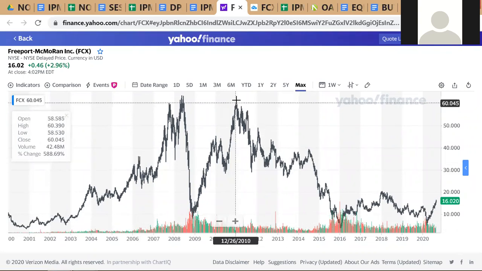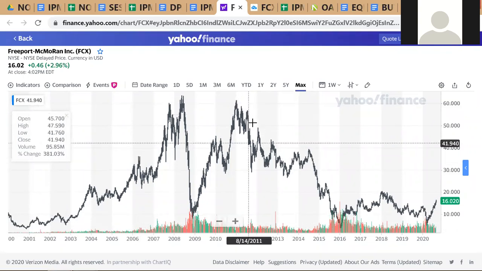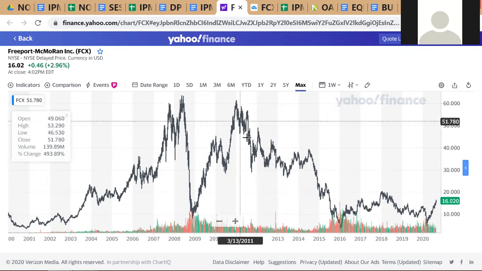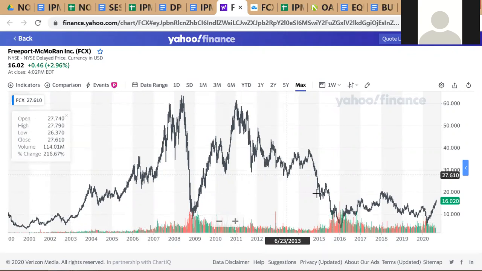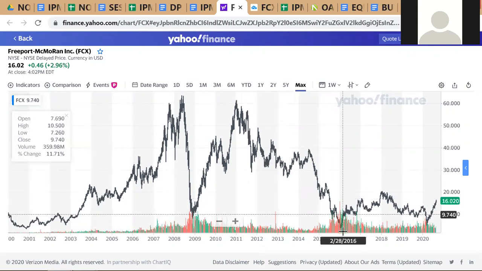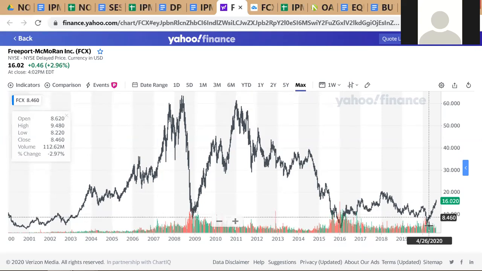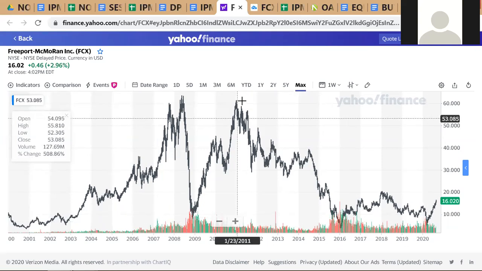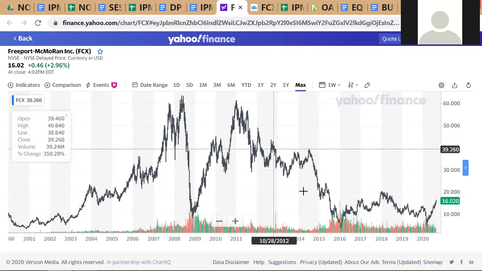Downtrend, lower highs. All the highs are lower than the previous high. All the lows are also lower. Low, lower low, lower low, lower low, lower low. Okay, in this case, I think we did not make a lower low. But so now you know: downtrend, lower highs, lower lows.